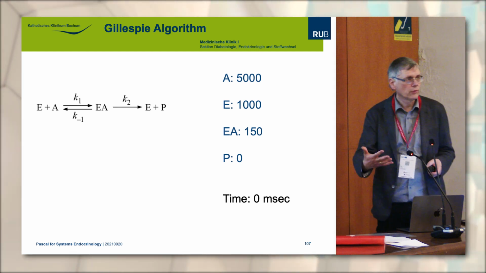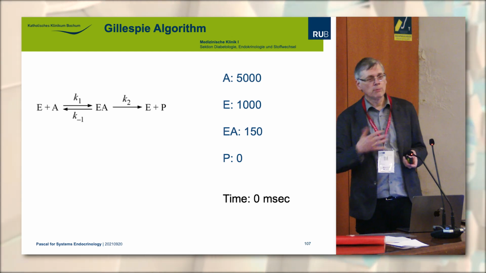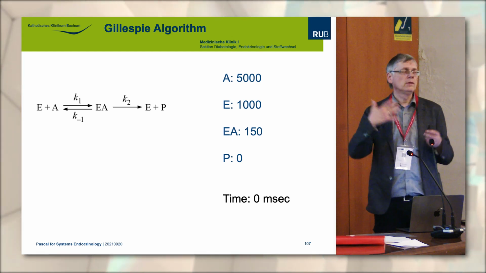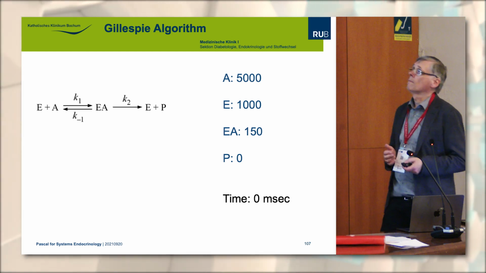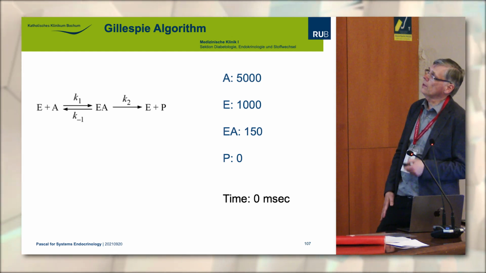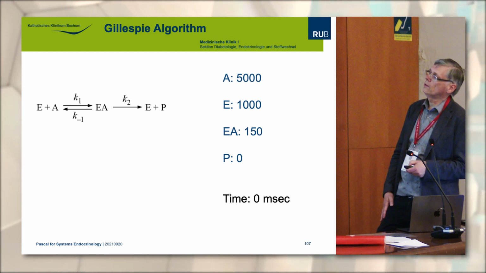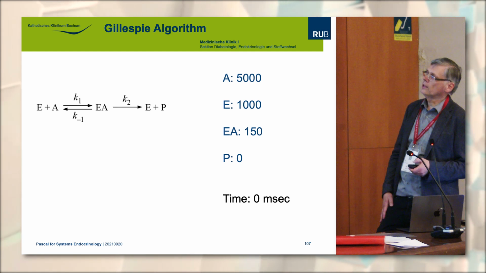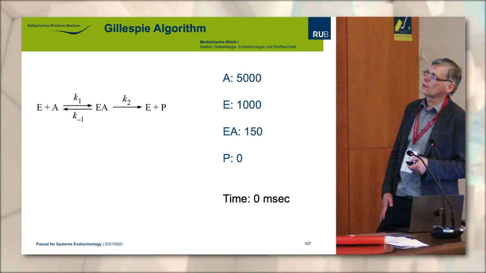We have to account for this and use a random number together with the propensity to decide which reaction will occur. So this is the first step. We have these amounts at 0 milliseconds. Then in the next step, yes, I explained this already.